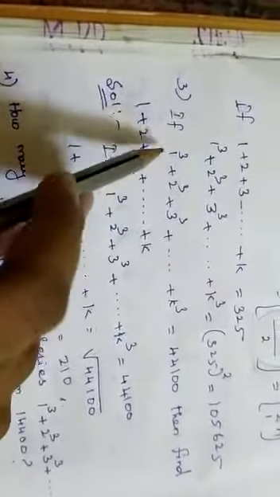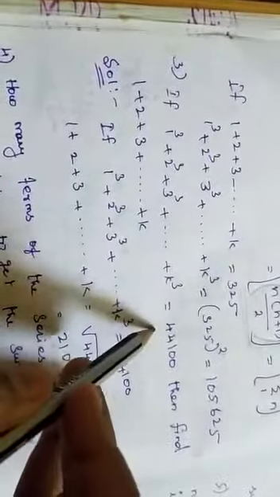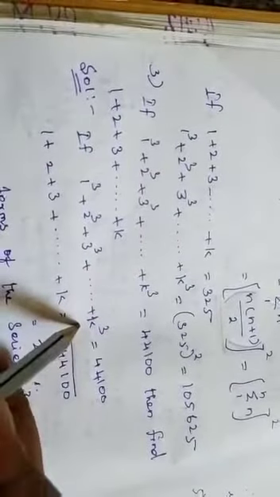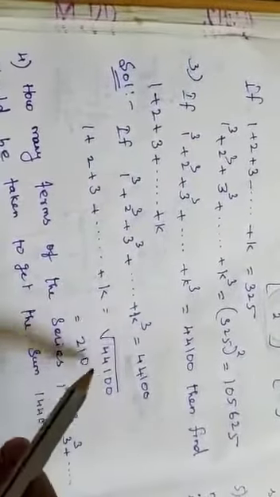Okay, third question: if 1 cube plus 2 cube plus 3 cube till k cube equals 44,100, then we have to find 1 plus 2 plus 3 till k. Nothing, this question is just the opposite of the previous question. Here you squared it, now you are going to take the square root. So if you take the square root, it is 210. I think you know how to take square roots. Do it yourself, and it should be written in the rough column of your classwork.